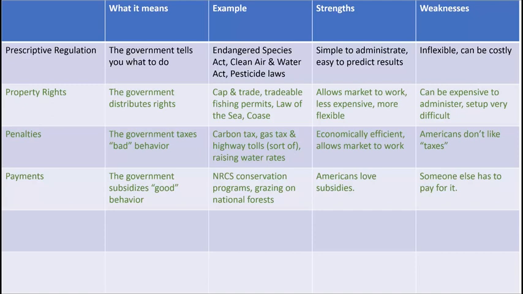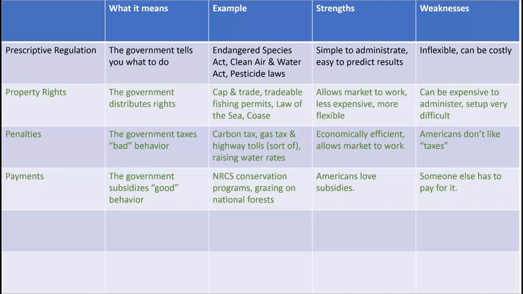So the natural resource conservation programs have lots of subsidies in them. Americans love subsidies as long as someone else is paying for it. So we don't like taxes, but we love subsidies. That's a little inconsistent. Someone's got to pay the tax to pay the subsidy.